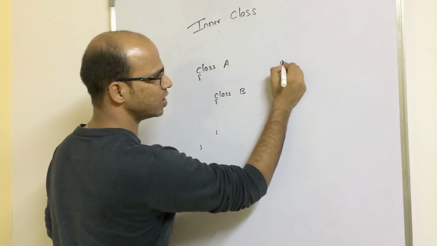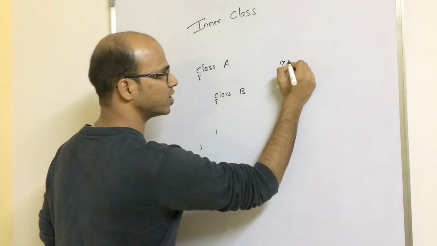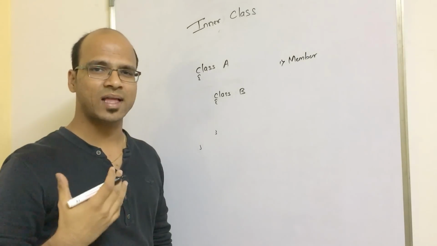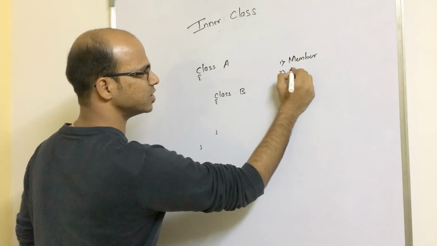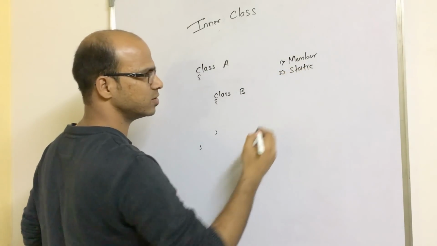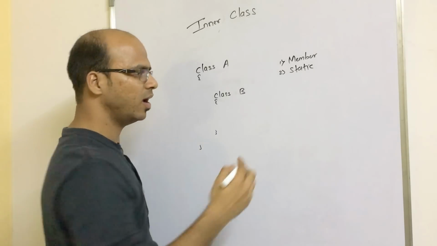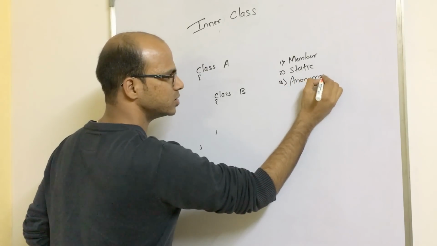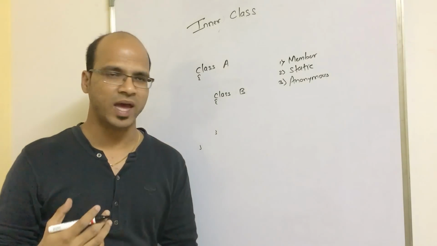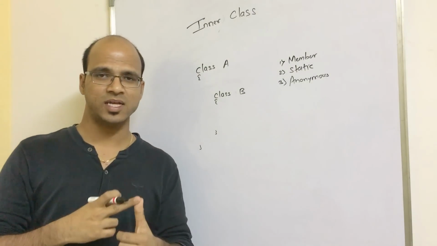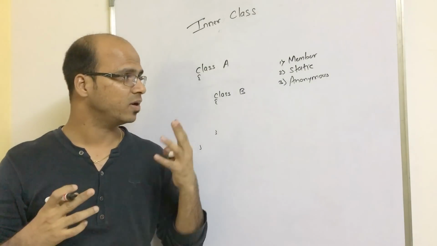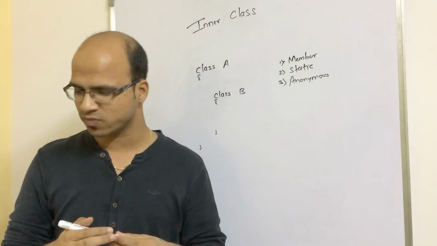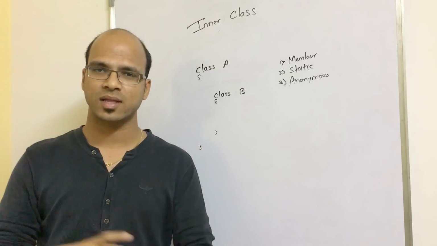The first inner class will be called a member class, which is a non-static class. The second one is a static class. So the first one is non-static, the second is static, and the third one is the anonymous inner class. So we have member inner class, static inner class, and then anonymous inner class. We will see how to use these in this video. We'll start with the first one, which is the member inner class.